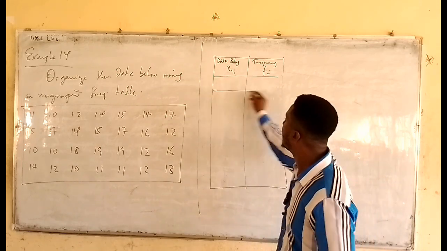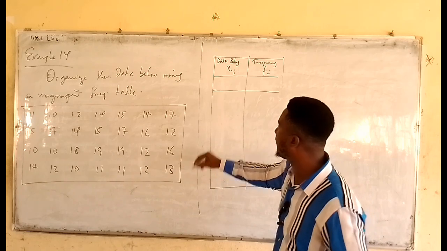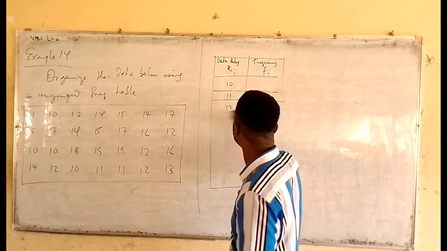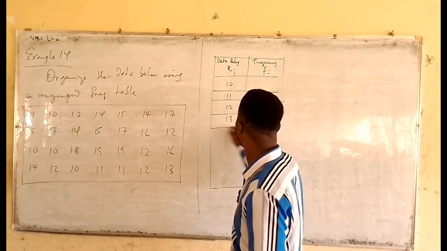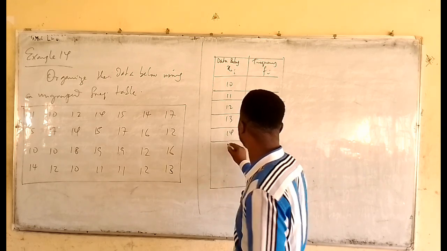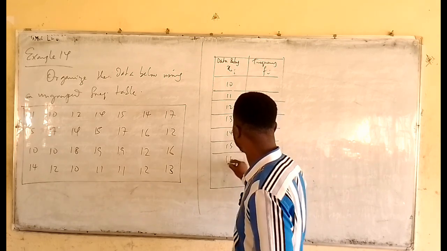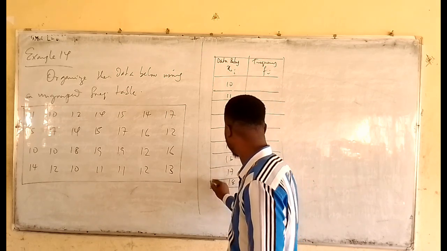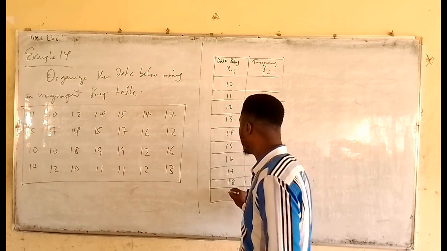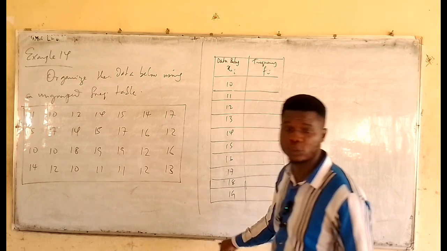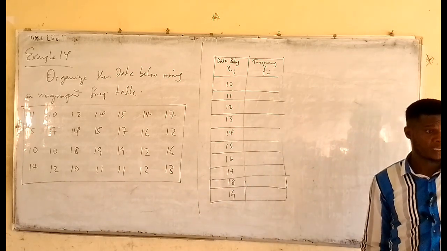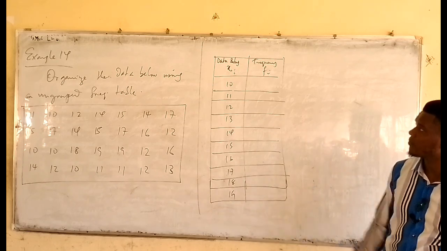So I can use small xi or capital Xi, whichever one. Now here, how many values do we have? 10, 11, 12, 13, 14, 15, 16, 17, 18, and 19. Now, you will notice that if I had let these values run up to 30, the table would be very long. You see it? That was the reason why I was removing those 20s.